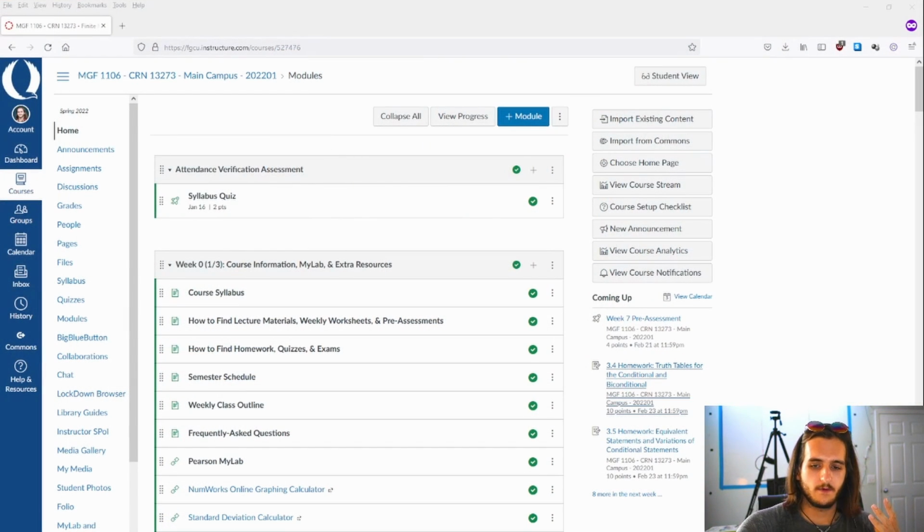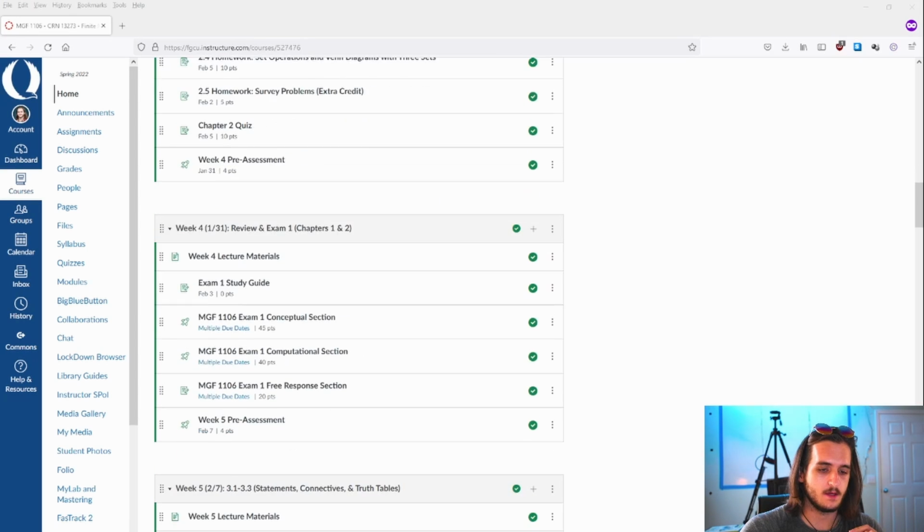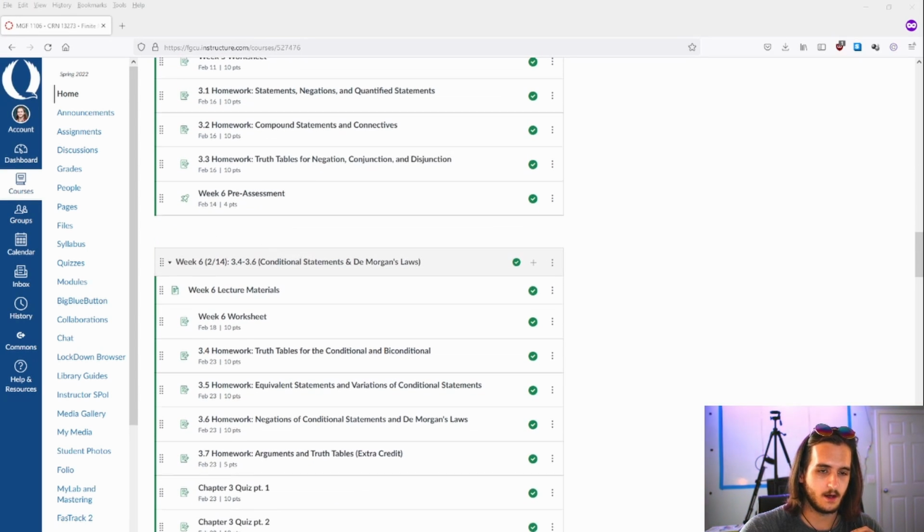So what we're going to do here is jump into our Canvas page, and we're going to take a look at some of these assignments, some of these things that, well, we haven't had much time for as a group, as it were. So here we go. First, what we're going to do is jump into section 3.3.